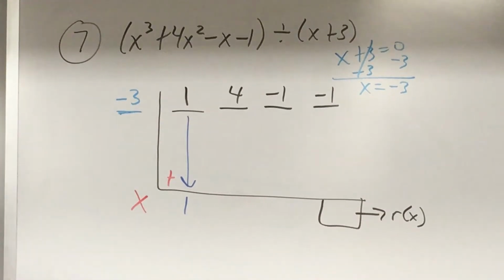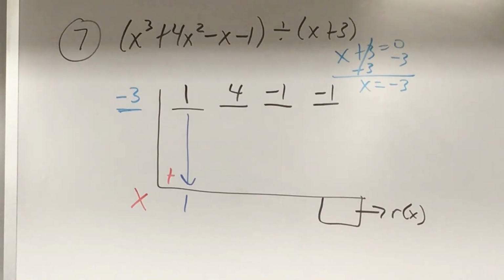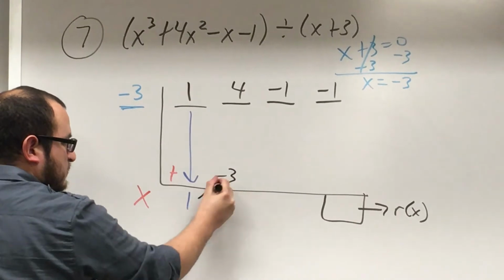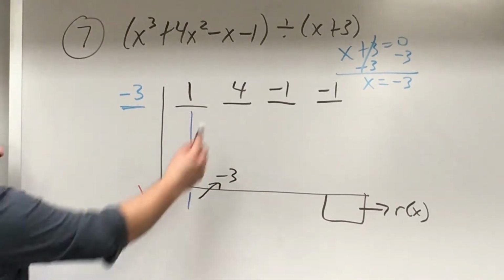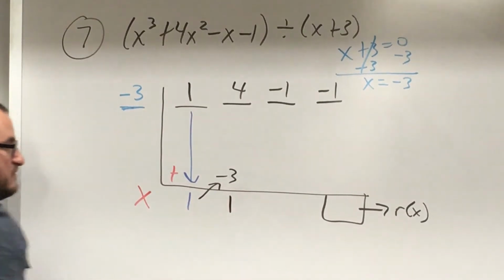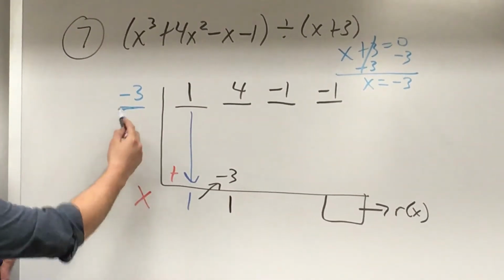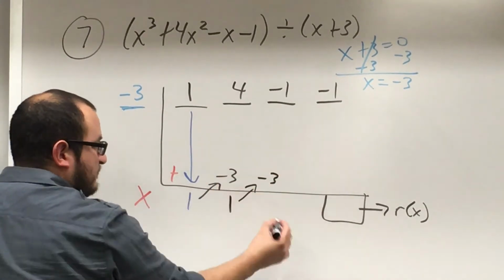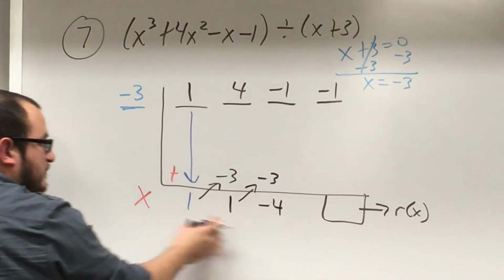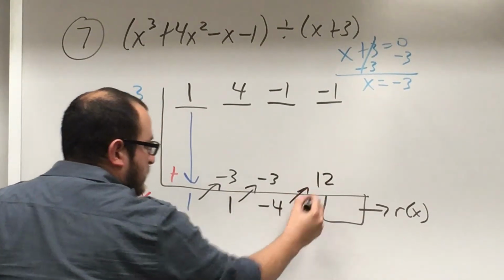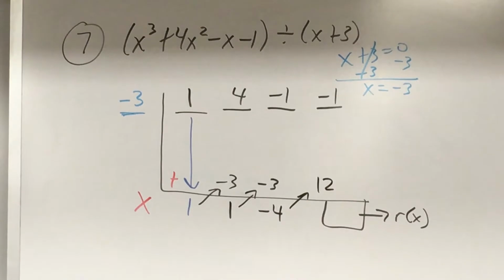And now we have two numbers, so we could begin multiplying. So negative 3 times 1. Negative 3 times 1 is negative 3. 4 plus a negative 3 is still 4 minus 3, which is 1. 1 times negative 3 is negative 3. Negative 3 plus negative 1 is negative 4. Negative 4 times negative 3 is positive 12. And 12 minus 1 is 11.